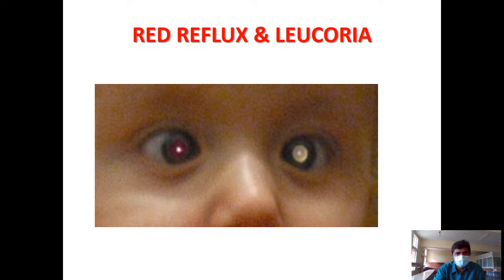So here in the right eye, when all the media is clear, like you have a clear cornea, clear anterior chamber, and clear lens, so clear media, you will have a red reflex. When there is any discrepancy in this media, like when you have a glaucoma or a cataract or a retinoblastoma, you can get a leukocoria, a white reflex. So normal babies should have a red reflex, and this red reflex should be observed using a direct ophthalmoscope in a dark room.